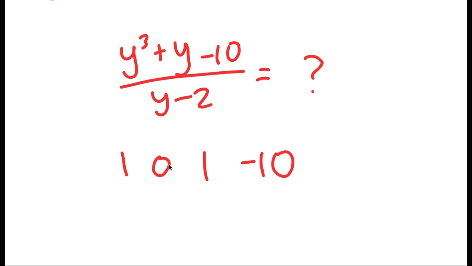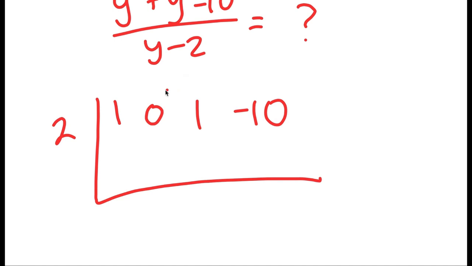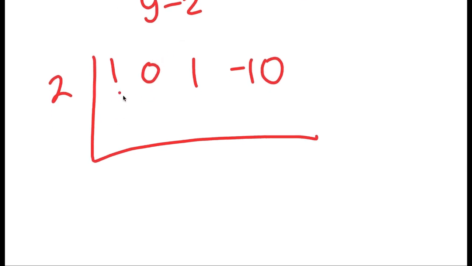And just to let you guys know, the 0 is there because this is supposed to be y squared, because we're going in order. But because there is no y squared, we put a 0 in front of it. And this is all with 2. And if you guys are still confused by this, you should look up a video on synthetic division.